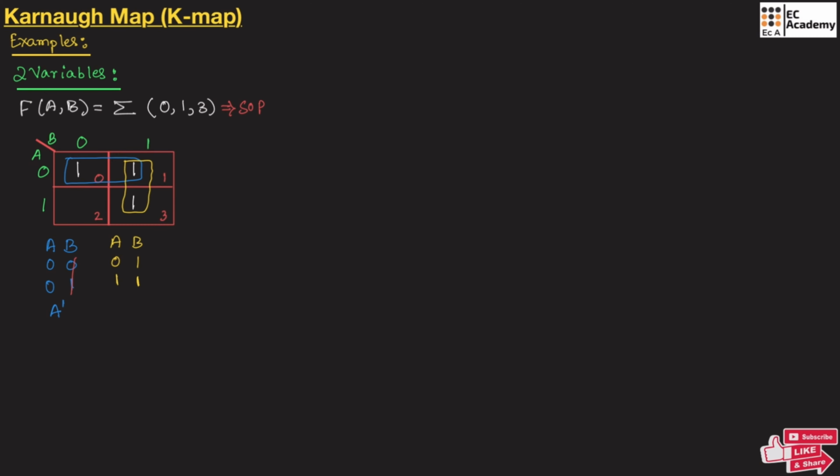We can cancel out this 0 and 1 because they have different values, and we are left with B with value 1. Since it is 1, we take the variable as it is. For 0, you take the complement of the variable, and for 1, you write the variable as it is. So we are left with B. The final simplified expression will be A dash plus B.